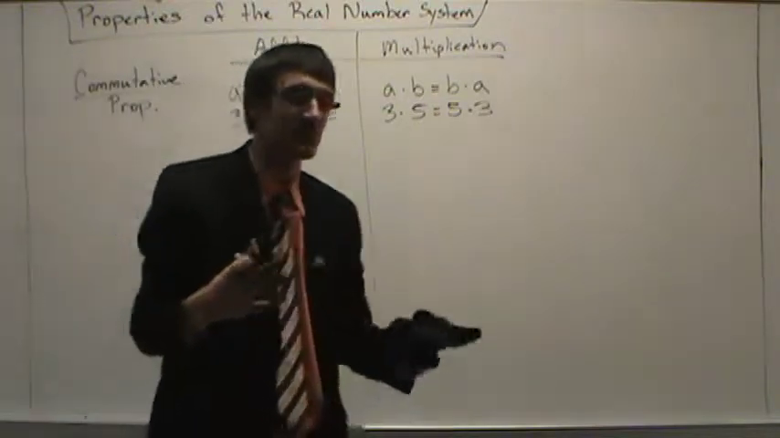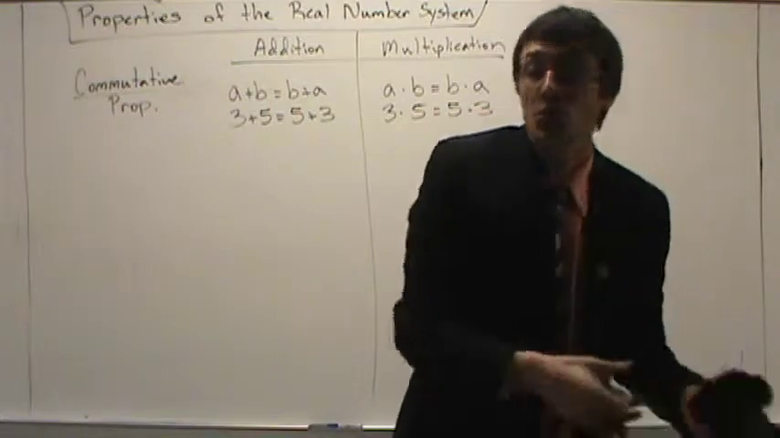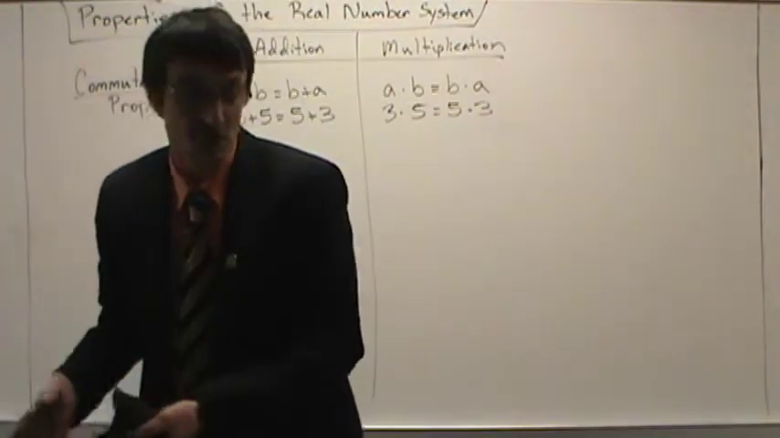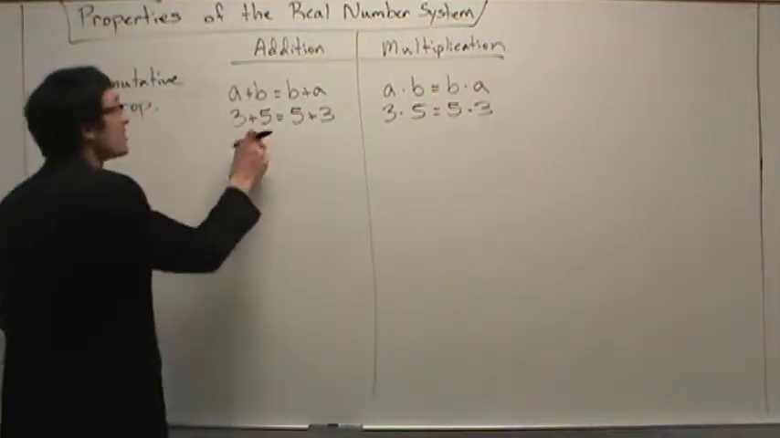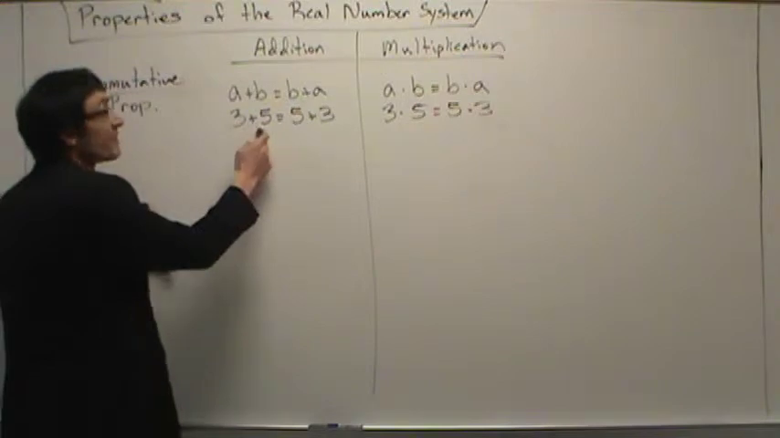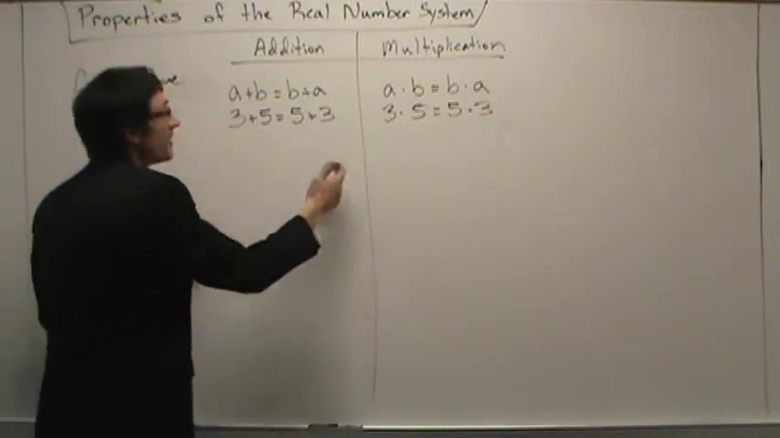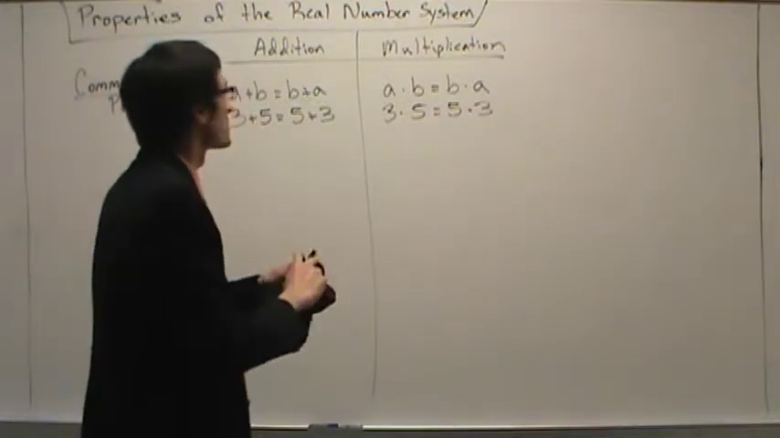But commutative property, what does the word commute mean? Commute means to simply change location. So if you commute from school to home, what did you do? You changed location. So if we look here, notice that your numbers just simply change location. Here we have 3, 5. Here we have 5, 3. So it's a matter of changing the order of the numbers themselves.